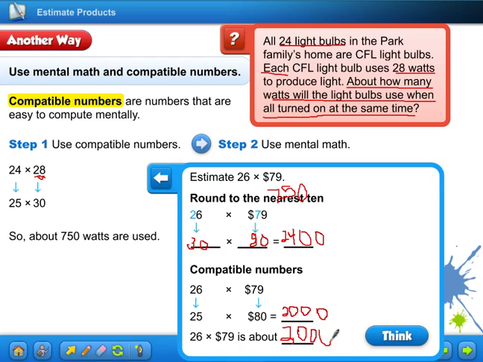Remember, we weren't looking for exact here. We were looking for about. So 26 times 79 is about 2,400 or about 2,000. It's right around in there. All right. Hope you enjoyed this lesson. Bye.